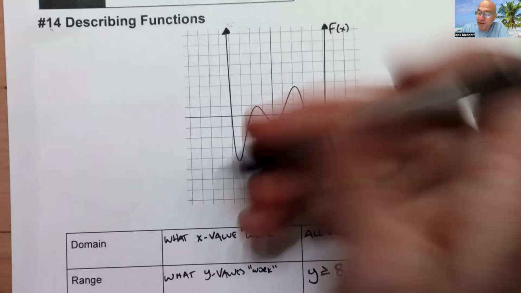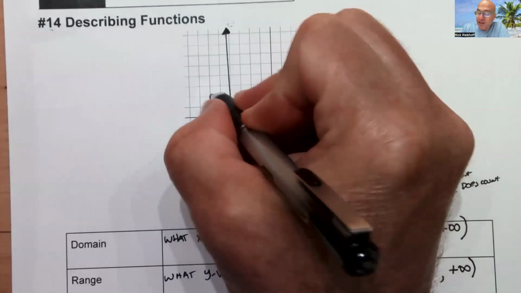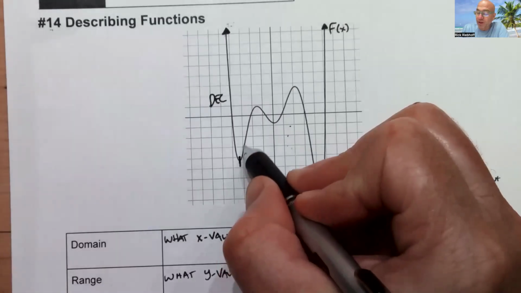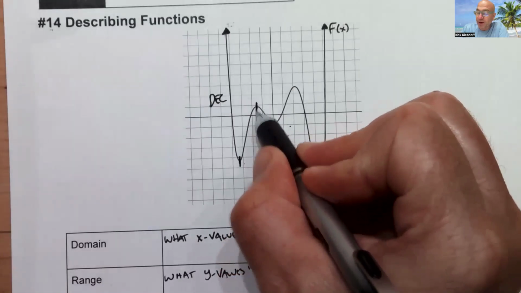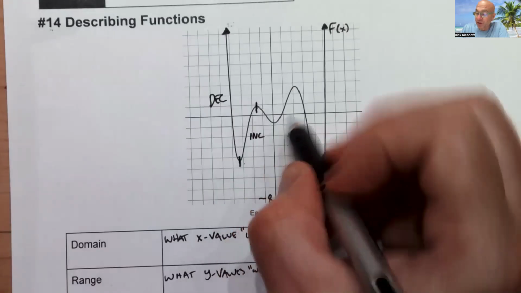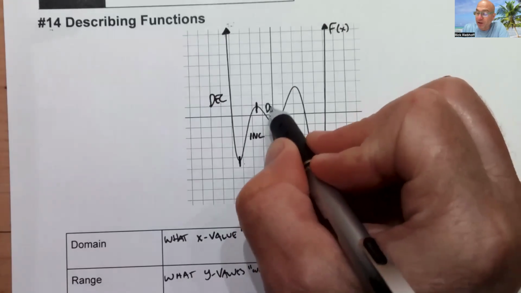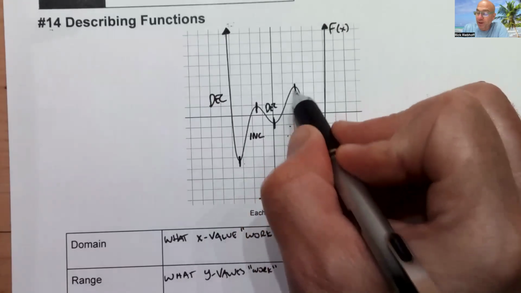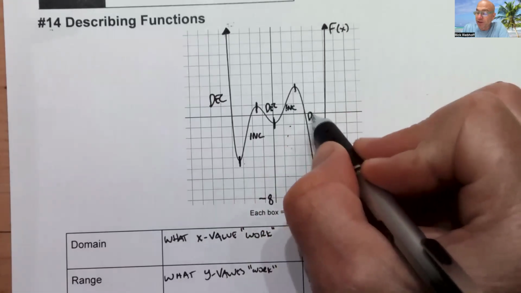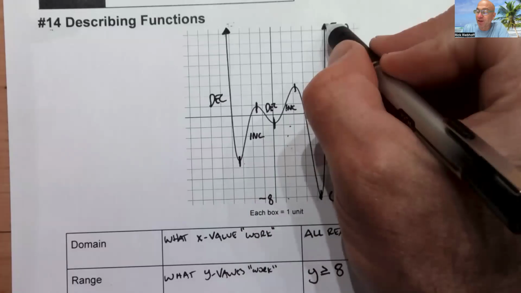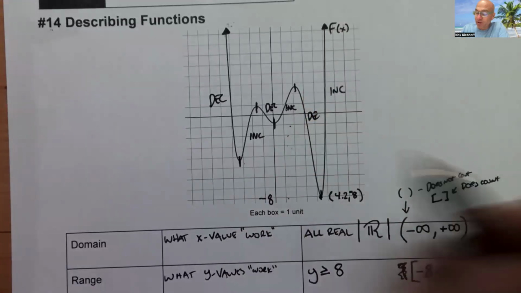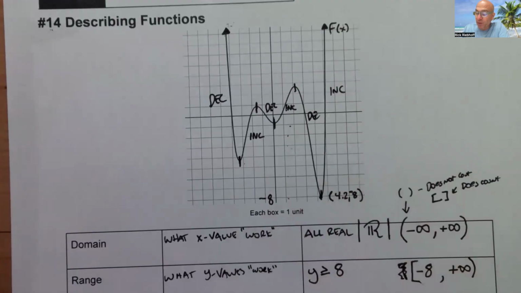Yeah, this is decreasing, right? What happens when you hit this low point and you start going this way? Yeah, it's increasing, right? And then what happens? You're decreasing again, right? What about from here to here? Yeah, you're increasing. And then from here to here, you're decreasing. And then from here to infinity, you are increasing, right? There we go.